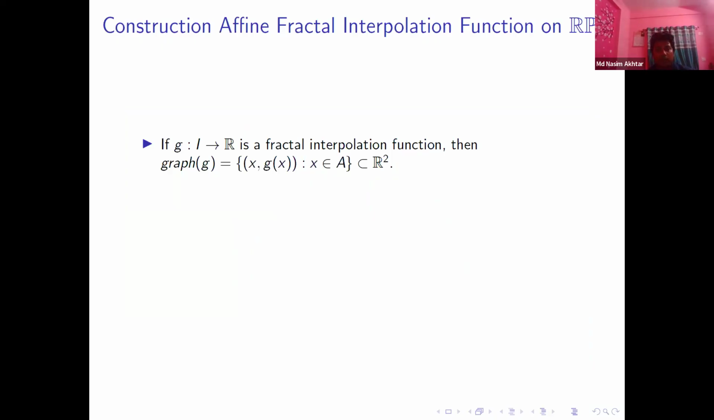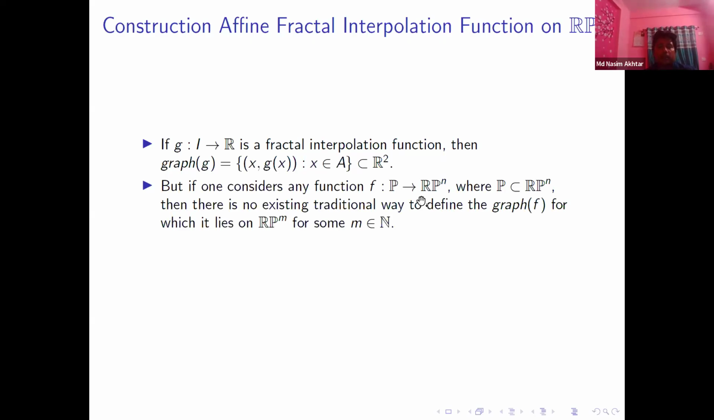Now our construction of affine fractal interpolation function. Before the construction on RP2, as we have seen for the Euclidean space, for any function g from I to R, if that is a fractal interpolation function, then its graph (x, g(x)) is a subset of R2. But there is no existing traditional way to define the graph of a function f from P to RPN, where P is a subset of RPN, which lies on RPM for some m belonging to N.